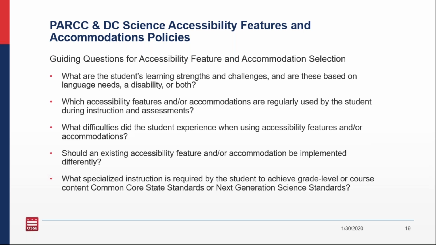And lastly, it's important to remember that there are PARCC and DC Science accessibility features and accommodation policies. There are guiding questions for these accessibility features and accommodation selection. When your IEP team meets to discuss what should be used on the statewide assessment for the students, you should utilize these guiding questions. One, what are the students' learning strengths and challenges? And are these based on language needs, a disability, or both?